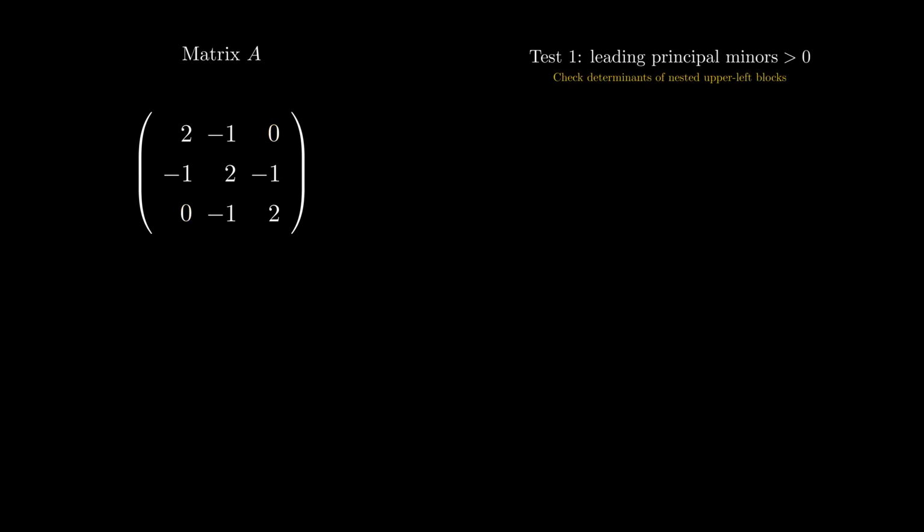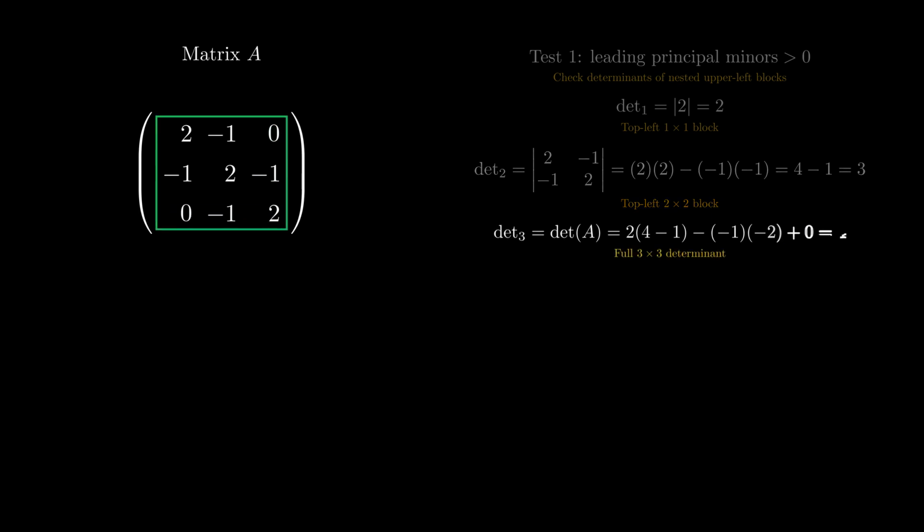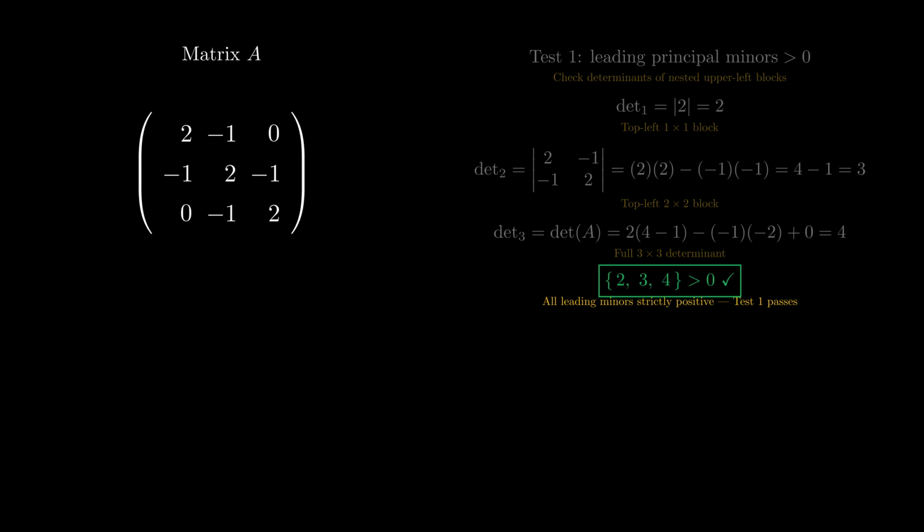Now for test 1, the leading determinants. The top left 1 by 1 block is just the number 2, so its determinant is 2. The top left 2 by 2 block gives 2 times 2 minus -1 times -1, which is 4 minus 1 equals 3. And the full 3 by 3 determinant works out to 4, so our leading minors are 2, 3, and 4, all strictly positive.